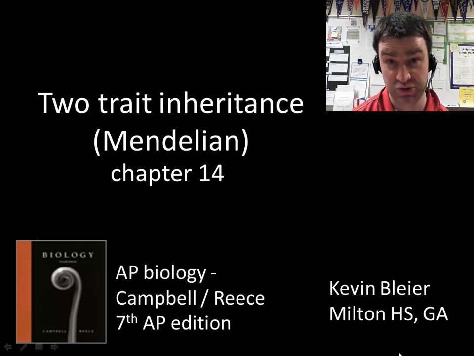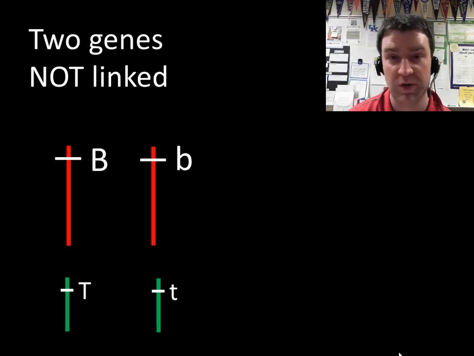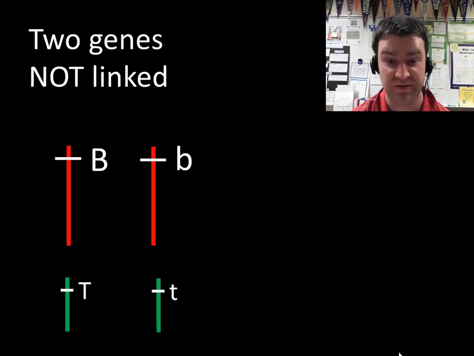So we're talking about two-trait Punnett squares in this particular video. We're going to assume a Mendelian model of inheritance, which means that we're going to assume for the time being that the two genes are on separate chromosome pairs, something we call not being linked. We're going to talk about linked gene inheritance in a future video.